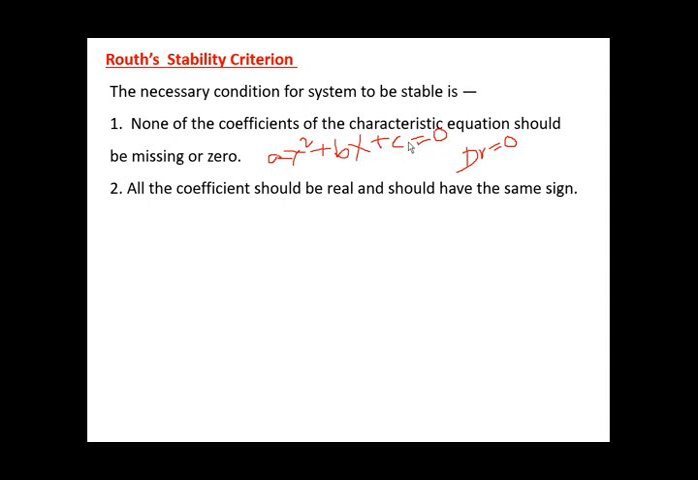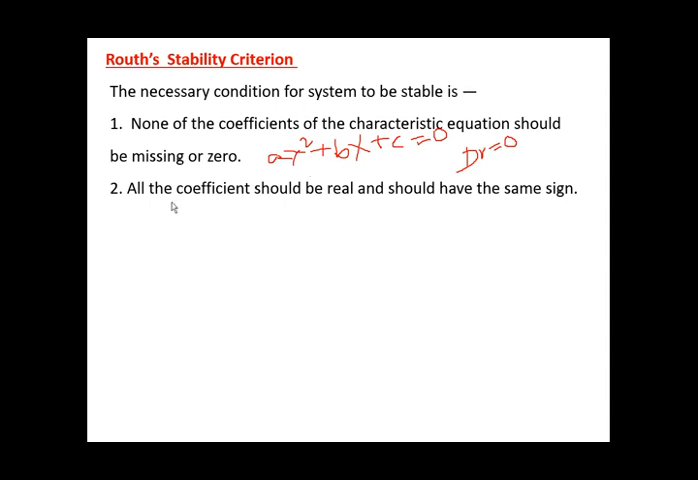Here x to the power 0 is there, the x to the power 0 coefficient is c, the x to the power 1 coefficient is b, the x to the power 2 coefficient is a. So you need to include all the coefficients in the same order, 0, 1, 2, 3, 4, 5, 6. In the same order, none of the coefficients should be missing. Every coefficient of the given polynomial must be present.